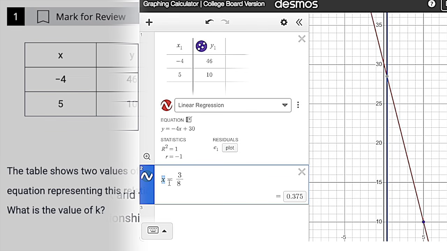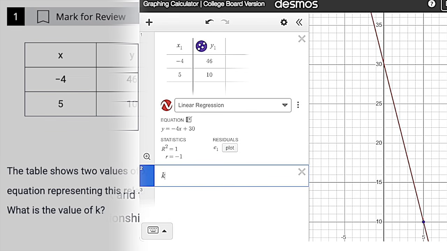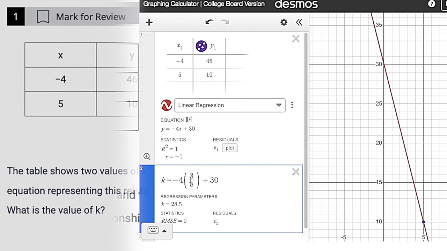So if we were to do that, we would have k, which was y, squiggly, you're going to learn about this in just a second, negative 4 instead of x, we're going to have what they gave us, which was 3 over 8 plus 30. And it's going to give us 28.5 just right here.